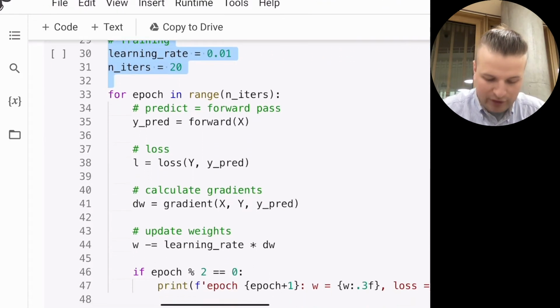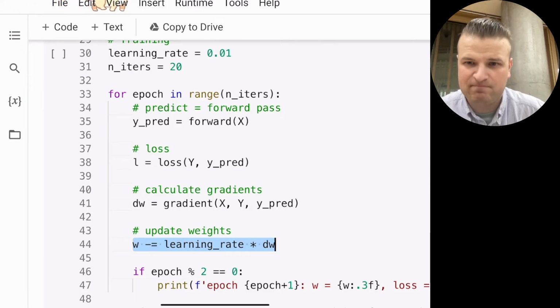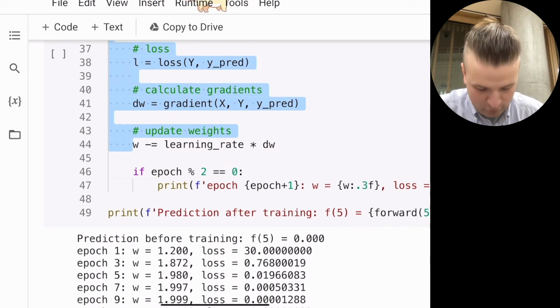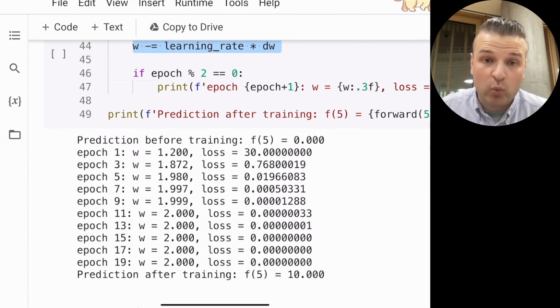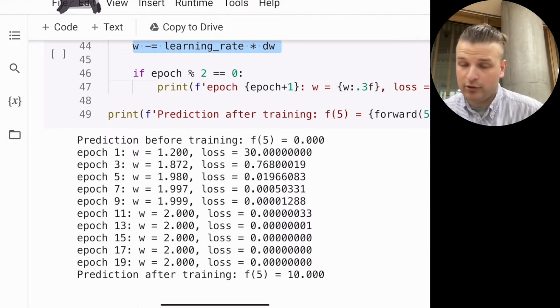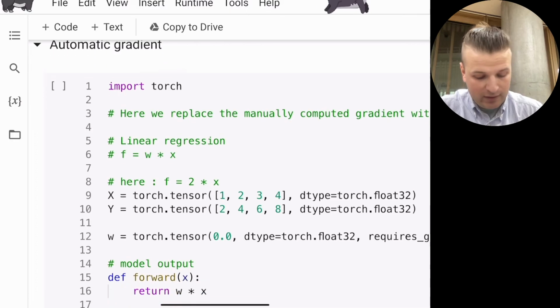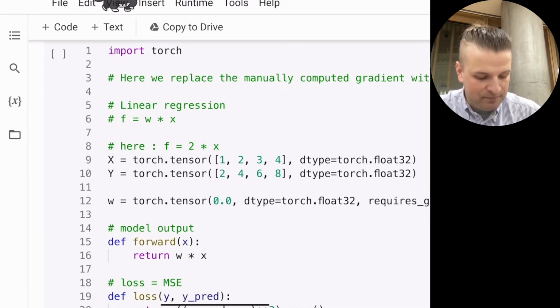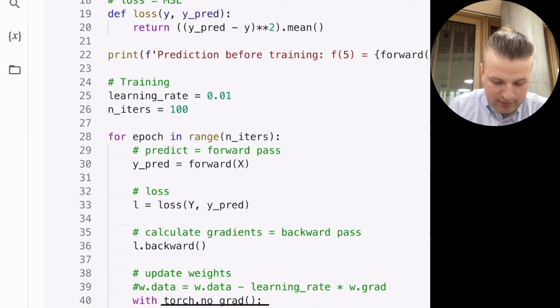We have a learning rate, we have the forward pass, which is a prediction, right? We have the loss function computation, we have the manual gradient computation, and manual implementation of gradient descent. Okay, pretty straightforward here. So we found the optimal value of W. That's okay. What about automatic differentiation here? Most things will remain the same as in the previous task, but let's take a look.